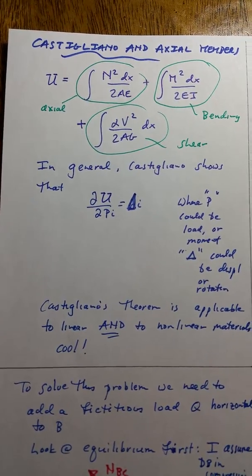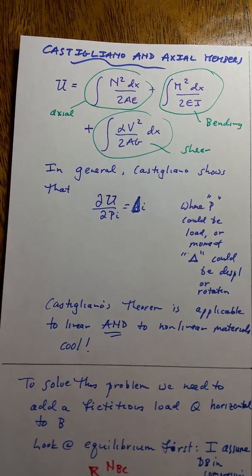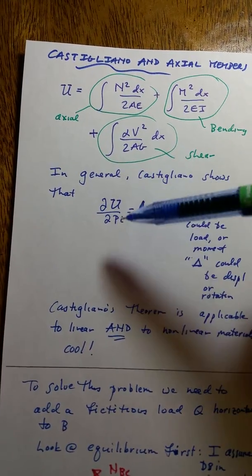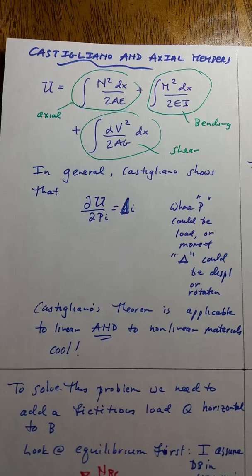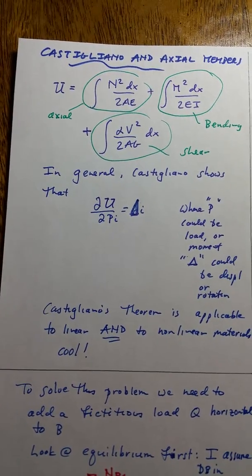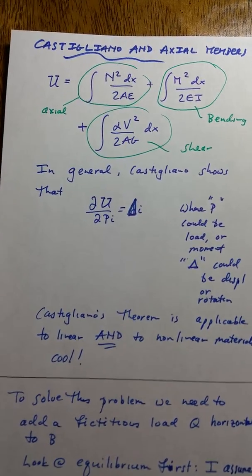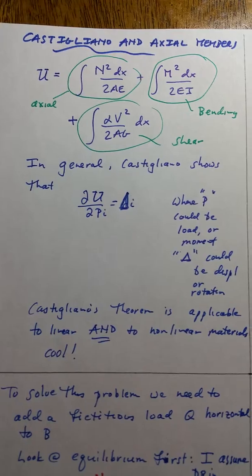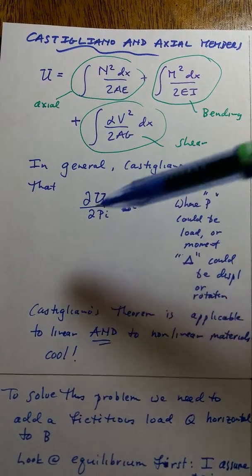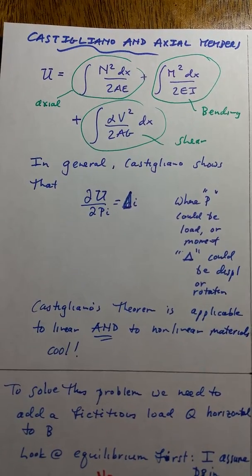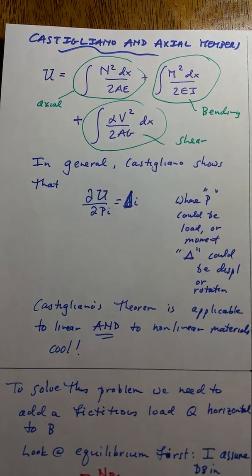So the beautiful thing about the theory in general is that you take the strain energy, you differentiate it with respect to the load, and you get the displacement. I'm going to use the word load kind of loosely here. Load, P, could be a physical point load, or it could be a bending moment. And if it's a point load, then we get delta in the direction of Pi, and if it's a moment, we get theta in the sense of Mi.